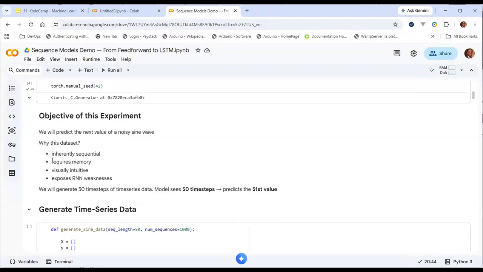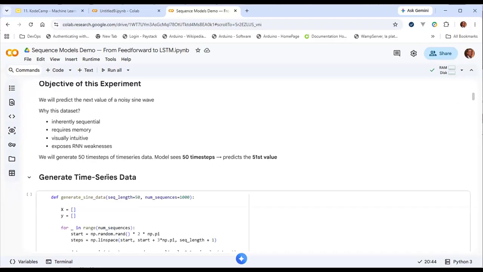Even though, to be honest, a noisy sine wave is not good enough to differentiate, because a noisy sine wave has mathematical correlation between the points. So even a fully connected neural network can predict it. It's not really sequential in that manner. But this is just a demo to allow us to see how it works.